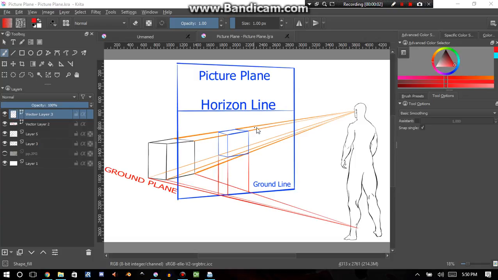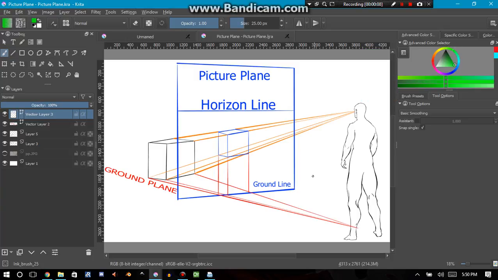Hello there, ladies and gentlemen, this is Orphanlast, and today we're going to have a tutorial on perspective. And so let's go ahead and get this started.